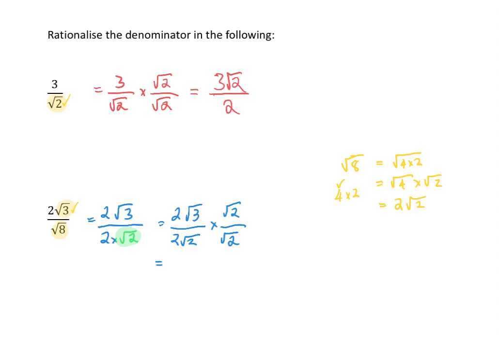So that is going to equal 2 times the square root of 3 times the square root of 2 over 2 times 2, because the square root of 2 times the square root of 2 is equal to 2. So that's going to equal 2 times the square root of 6 over 4, which can be simplified to equal the square root of 6 divided by 2. I need to finish off by checking to make sure that my answer is in the simplest form, which it is. So my final answer is the square root of 6 divided by 2.